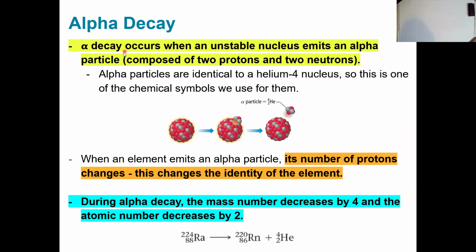All right, so this is just a summary of what we talked about with our alpha decay. It's going to occur when an unstable nucleus emits an alpha particle, which is composed of 2 protons and 2 neutrons. In the process of alpha decay, the number of protons is going to change, which will change the identity of the element. And that's why whatever element you start with on your reactant side is going to be different from the element that you end with on your product side.